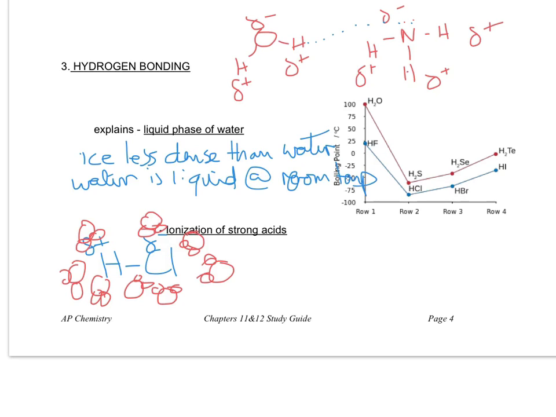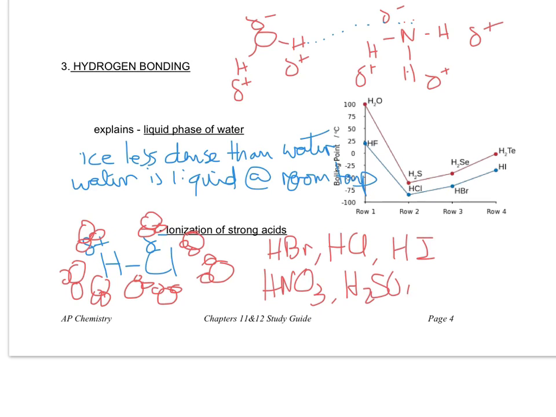Just a reminder, our strong acids, there's 6 of them. There's HBr, HCl, HI, so all of the halides except for fluorine. There's nitric acid, there's sulfuric acid, and then HClO4. And just a reminder also, for sulfuric acid it's only the first hydrogen that's very strong, that completely dissociates 100%. The other hydrogen is not strong, it's actually weak.